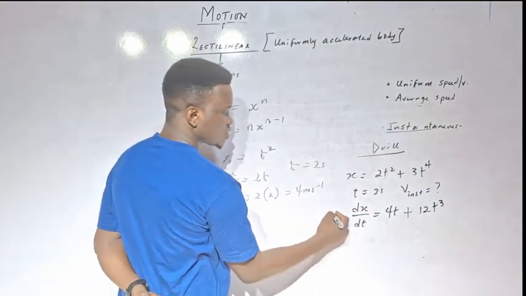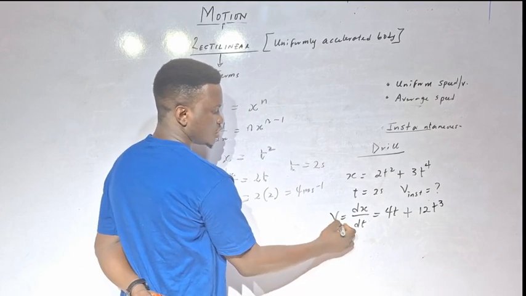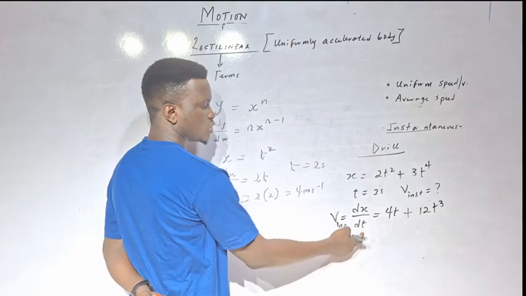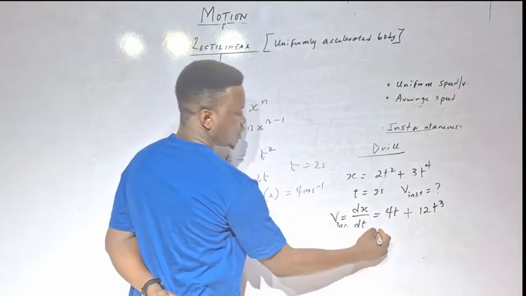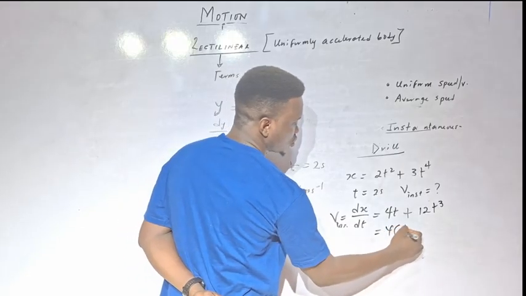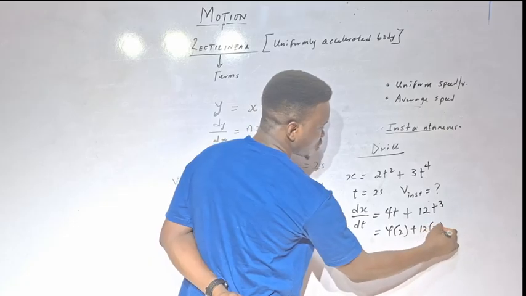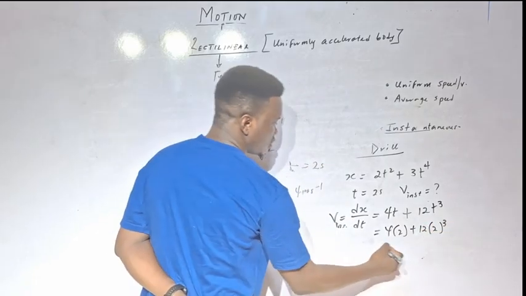And the dx/dt is talking about speed, instantaneous speed. So meaning that distance over time. And that's what gives you this. So you now slot in the value of time, which is going to be 4 into 2 plus 12 into 2 raised to power 3. And that will give you the final answer.